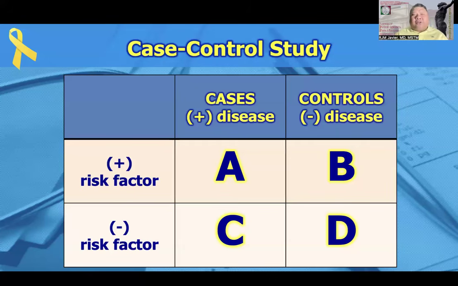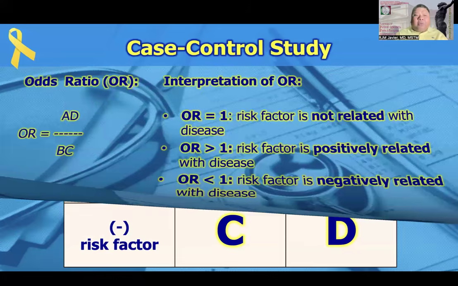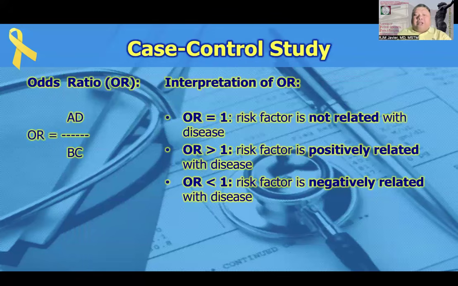In a case control study, the main measure of association would be your odds ratio. And your odds ratio from the 2 by 2 table is derived as such. It is the quotient of AD over BC. And how do we interpret the odds ratio?